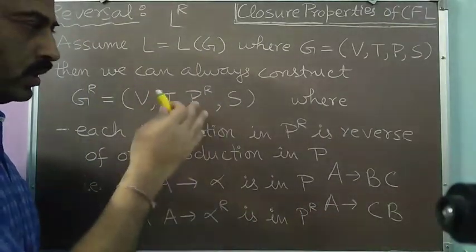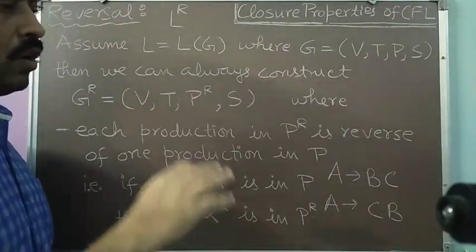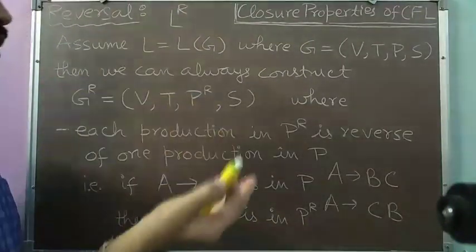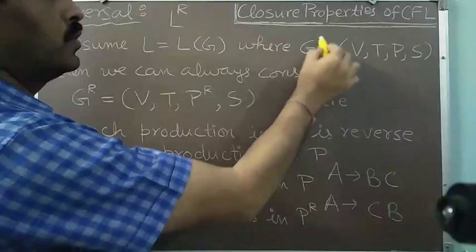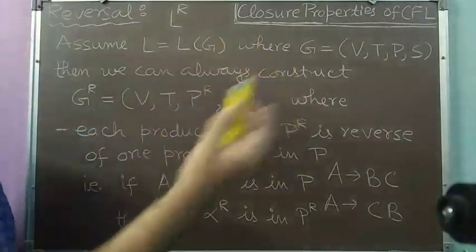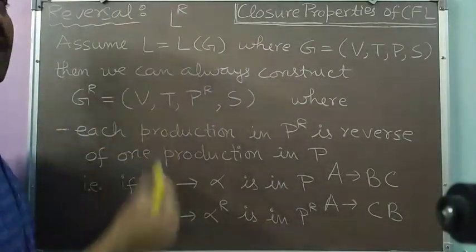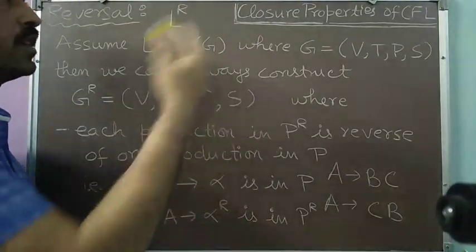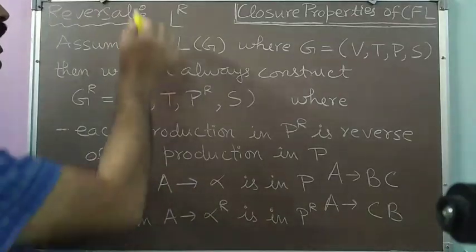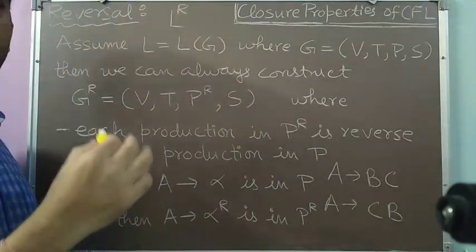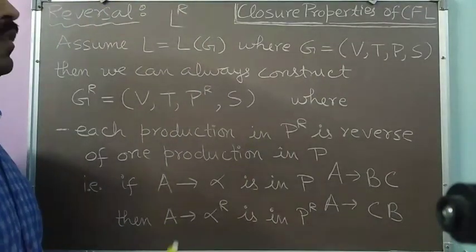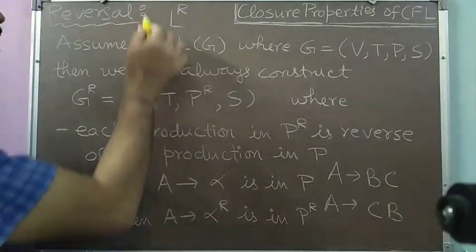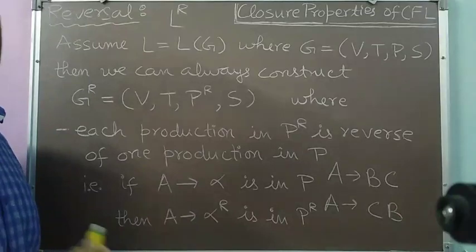If I do like this, then essentially all the sentential forms in this grammar G^R will be the reverse of all the sentential forms in the grammar G. So in this manner, we can define the language L^R, which consists of all words which are the reverse of the words in L. So that's why the reversal of a context-free language is also a context-free language. So the set of context-free languages is also closed under the reversal operation.